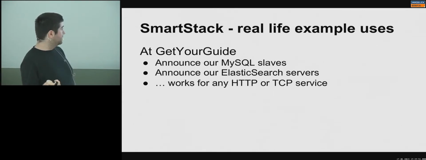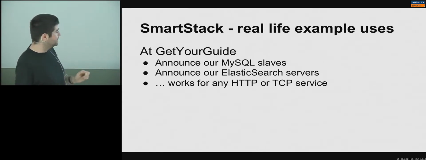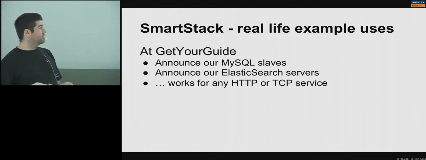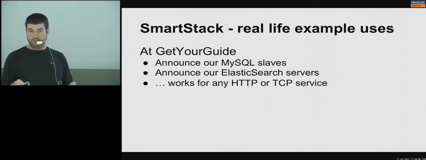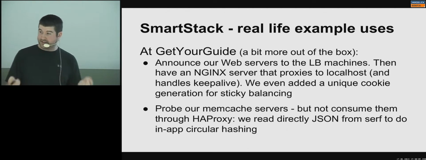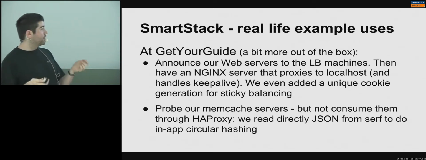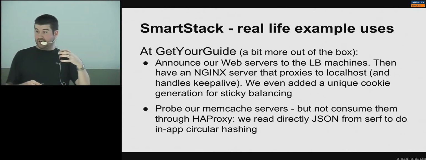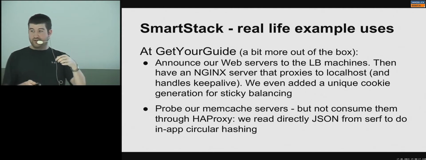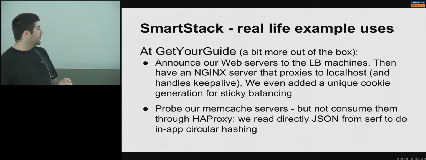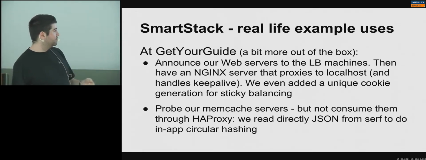And at Get Your Guide, so here's some examples. At Get Your Guide, we use it to announce our MySQL slaves. We use it for our Elasticsearch servers. We use it, yeah, for anything. And there are even more out-of-the-box examples. For example, we probe the web servers to the load balancer machines. And then on there, we have an Nginx configuration that just connects to localhost. And that way, web servers also go in and out for the whole system. And yeah, there's another little patch for cookie for load balancing.